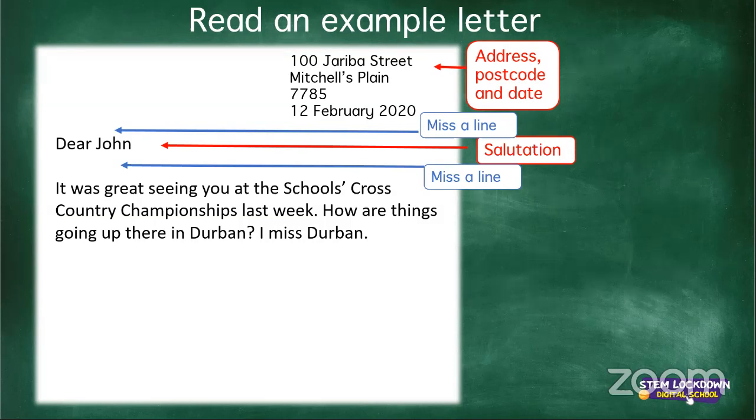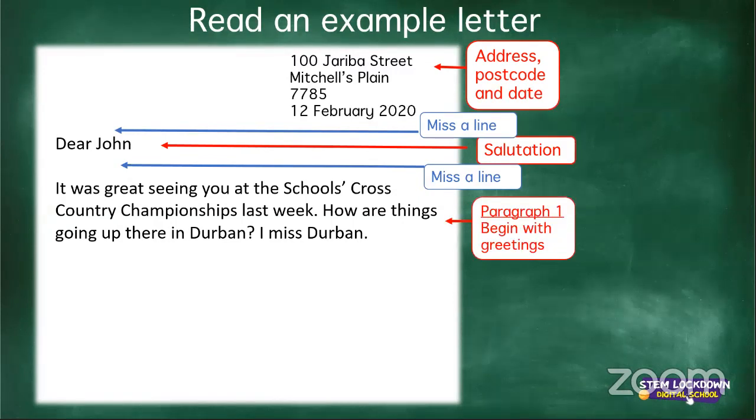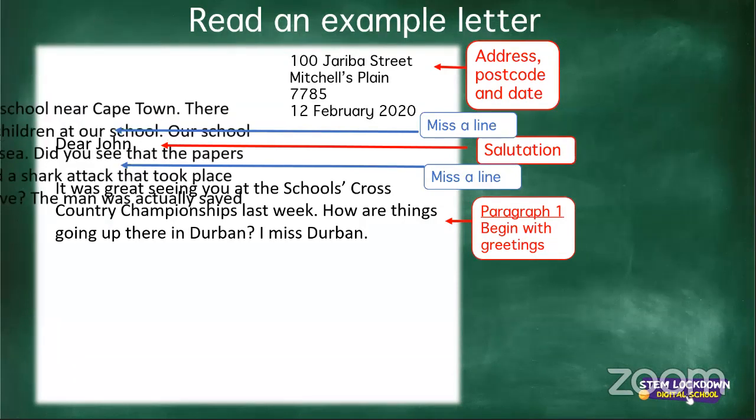It was great seeing you at the school's cross-country championships last week. How are things going up there in Durban? I miss Durban. So that's paragraph 1. And paragraph 1 is kind of a greeting paragraph, sort of connecting with the person. I miss you. How are you? How are things going? Okay, so paragraph 1, and there are going to be 3 paragraphs, is connecting with the person, greetings.